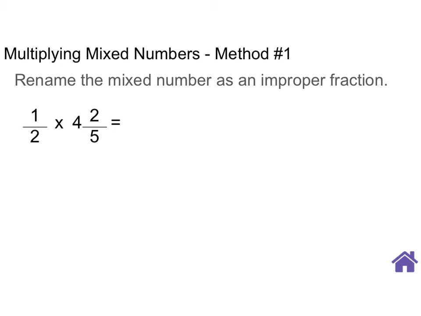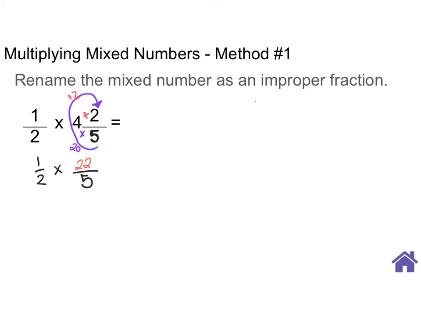So the 1/2 stays the same. And then the 4 2/5, I'm going to show you how to do it. We showed you this last year, but you multiply the denominator, the 4 times the 5, which is 20. And then you're going to add the 2 to that, so plus 2. So I have 20 plus 2, and I get 22. And then my denominator, which is 5, stays the same.